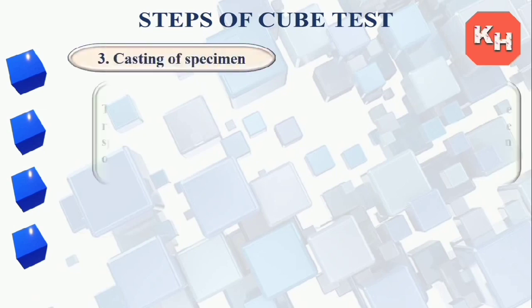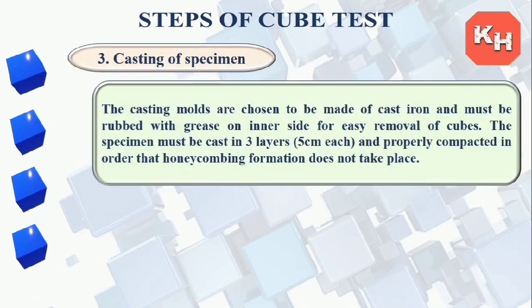Now casting of the specimen. The casting molds are chosen to be made of cast iron and must be cleaned and rubbed with grease on the inner side for easy removal of the cubes. The specimen must be cast in 3 layers, as it is 15 cm, 5 cm each, and properly compacted in order to avoid honeycombing formation.